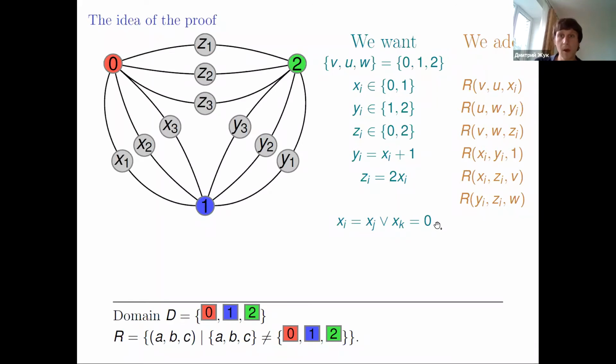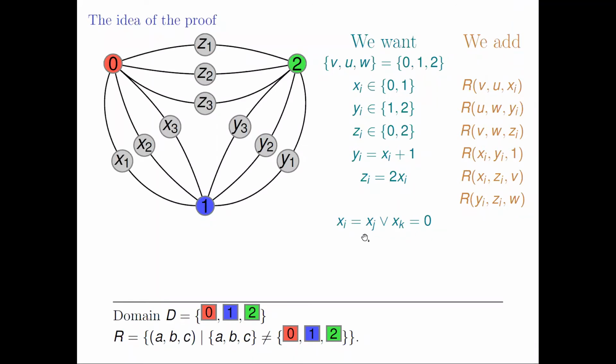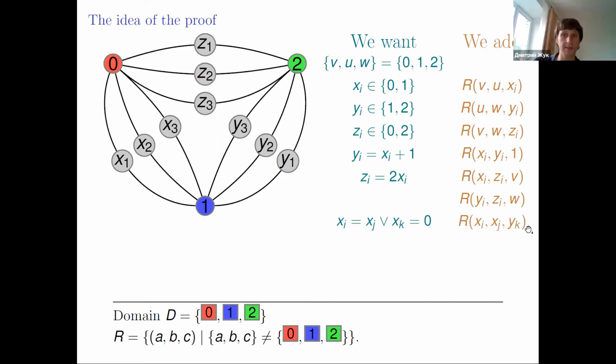Okay. And now y and z are somehow functions of x. Yes. And to achieve this, I just write this: xi, xj, yk. Why is this true? Because if xi equals xj, then this constraint definitely holds. If xi and xj are different, and yk is from the set {1, 2}, then this just means that yk cannot be 2. So yk is 1, which means that xk is 0. So by adding this constant, I just add this constant in the left-hand side.